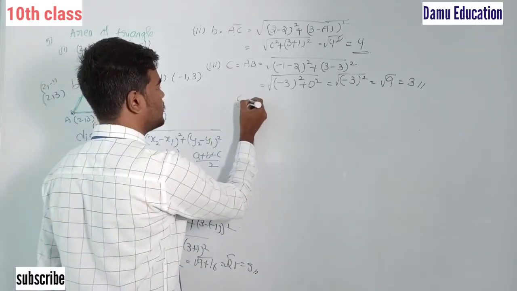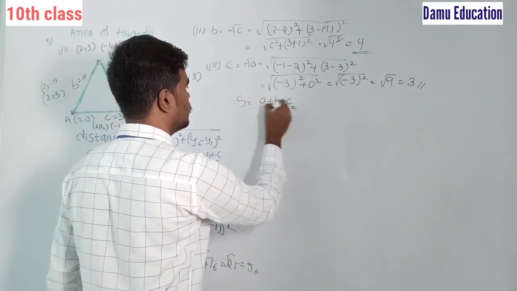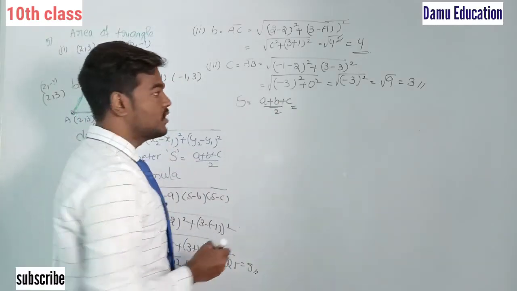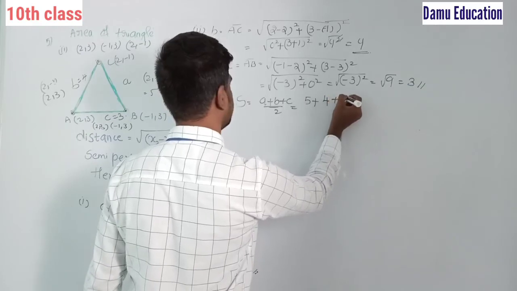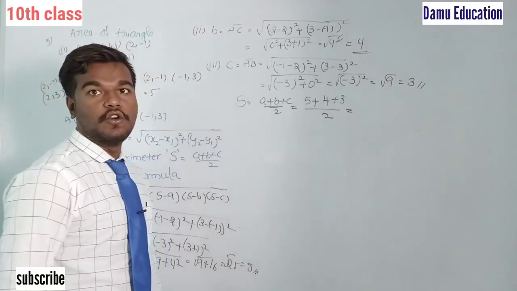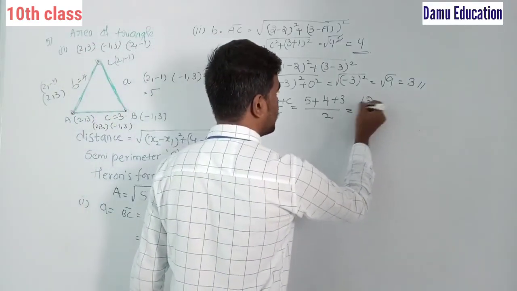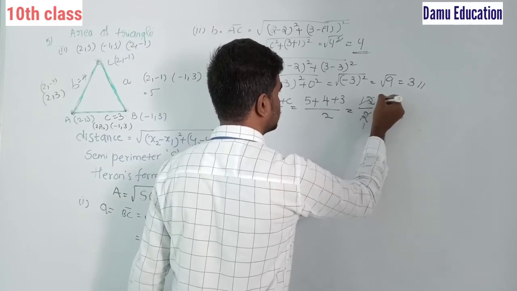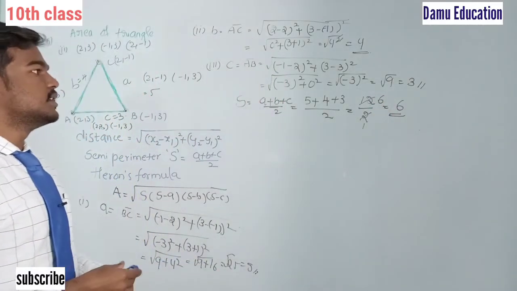Then what is the semi-perimeter? A plus B plus C by 2. So what is A here? The A value is 5, B value is 4, C value is 3, all divided by 2. So 5 plus 4 is 9, 9 plus 3 is 12. 12 by 2, 2 sixes are 12. So here 6. The semi-perimeter we got is 6.